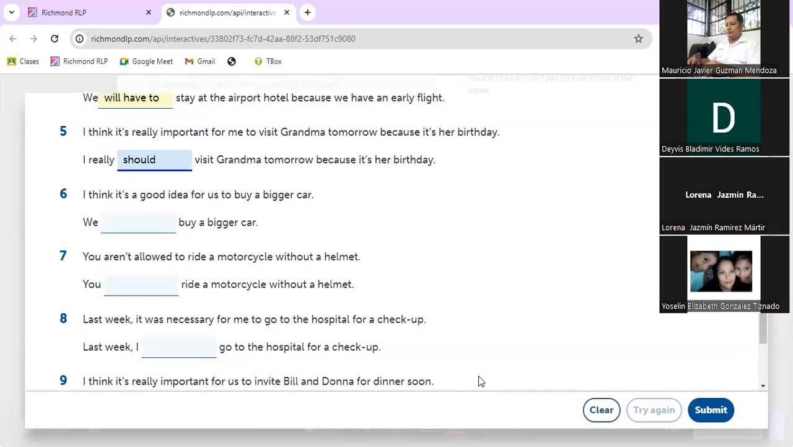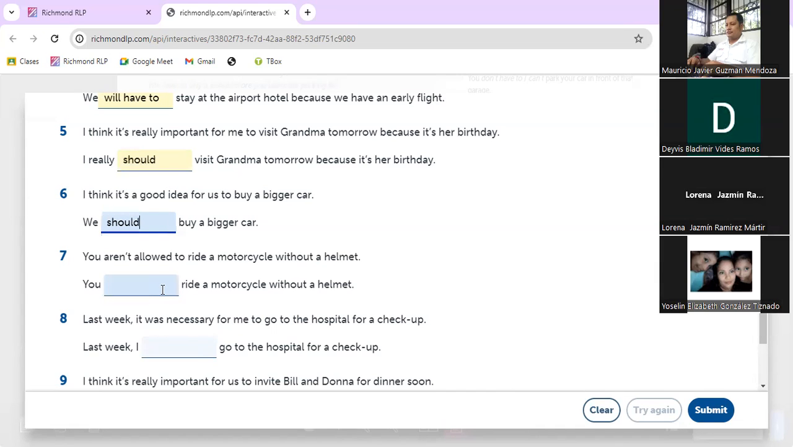And I think it's a good idea for us to buy a bigger car. I think it's a good idea. Está dando una opinión. We should.